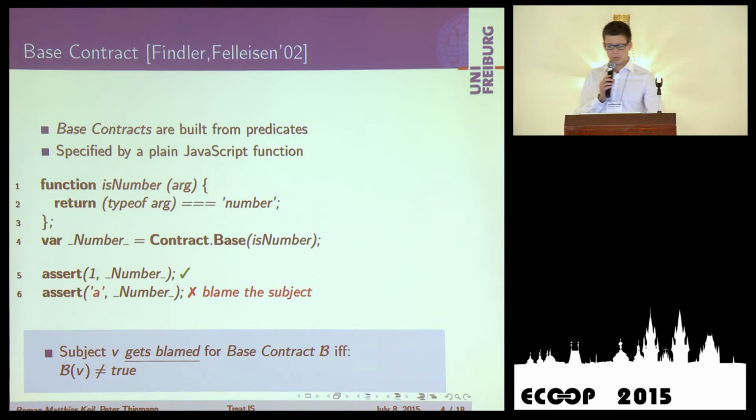To create a base contract from such a predicate, we simply apply the corresponding constructor to it. Here, contract is the object that encapsulates the whole contract system, and its assert function attaches the contract to a value. It first takes the subject, the value to which the contract is asserted, and second the contract. The contract assertion of a base contract either raises a contract violation or returns the value itself. So for a number value, the number contract is satisfied, but for a string value, the number contract is not satisfied. The contract system blames the subject because the predicate did not return true.